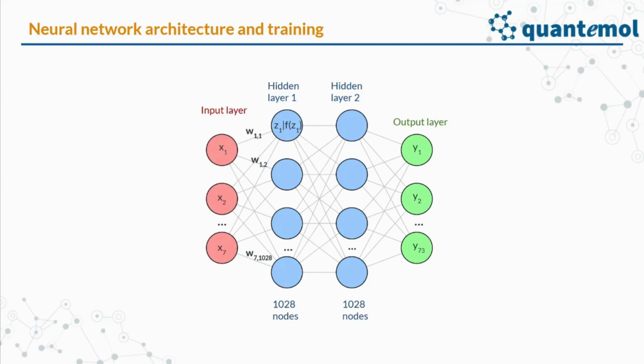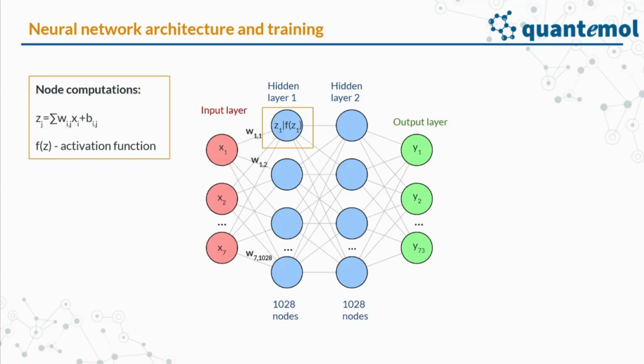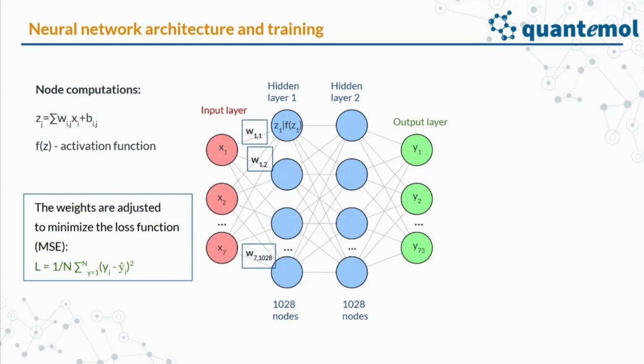So how does the neural network work? Each hidden node takes in weighted inputs from the previous layer, adds some bias, and passes the result through a nonlinear activation function. During the neural network training, the weights and biases are adjusted with the goal to minimize the loss function. In our case, we used mean squared error.